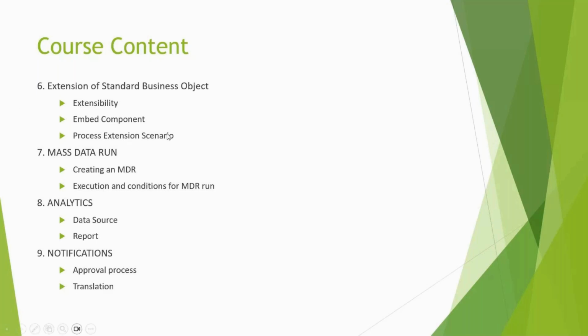Let's say we have created one field in lead and we want to extend it to opportunity and a sales quote. That time we can go with the process extension scenario. This will be used to extend any custom field which you have created in a XBO to a web service. So this will be useful in those scenarios. We'll have an example and go deep into that.